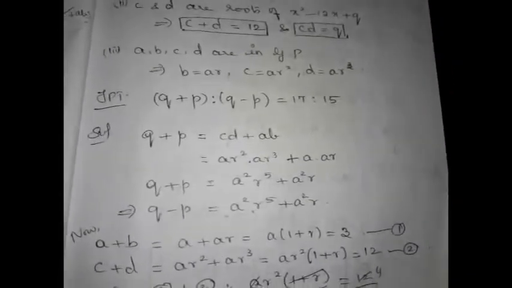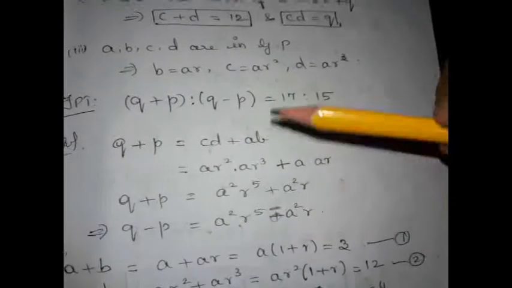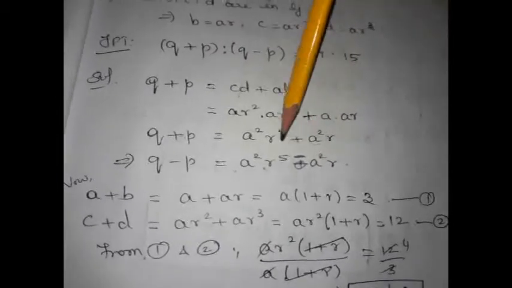So what will q minus p be? Q minus p is going to be a squared r power 5. I am sorry, here it is minus. This is minus, right? Q minus p is a squared r power 5 minus a squared r. Now, in order to find the value for this, we need to know what our a is and what our r is. So we need to find our a and r.